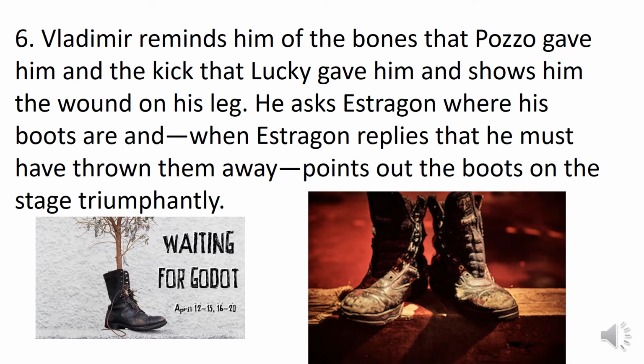Okay, Vladimir reminds him of the bones that Pozzo gave him and the kick that Lucky gave him, and shows him the wound on his leg. So now Vladimir resorts to what we in the beginning learn is Estragon's first nature, and that is to care about his emotions and his feelings. Remember, I said to you guys at the beginning that he is a self-centered character. He is a character that represents emotion, represents the physical self, and not the analysis part. Remember, I said that he represents the body and Vladimir the head, the thinking part.